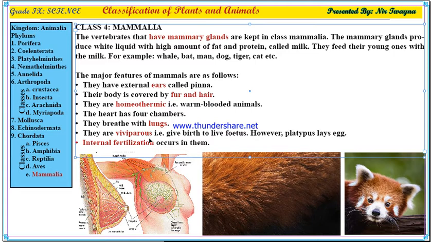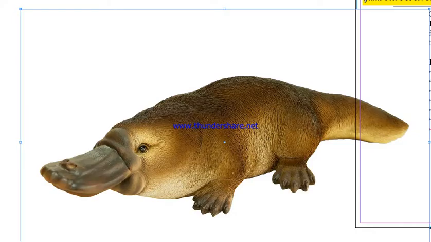They are viviparous. Viviparous means they give birth to live fetus. And one exception is the platypus. Platypus lays eggs. Okay, you can have a look at this diagram.